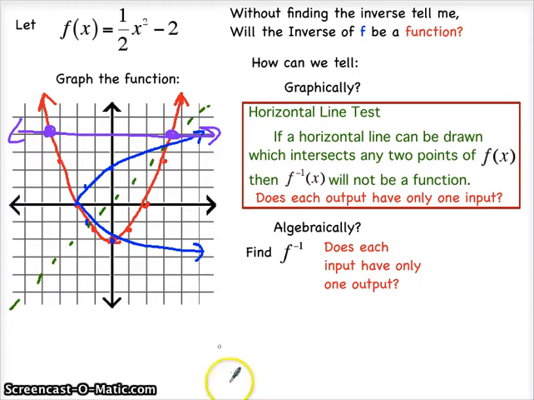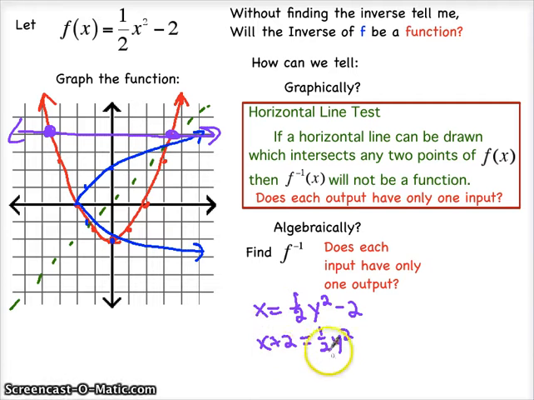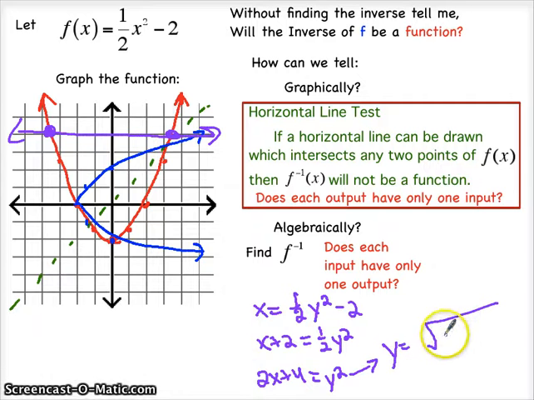Well, if we did find its inverse here, again, I would switch x and y. x would equal 1/2 y squared minus 2. I'm going to add my 2, and at the same time also multiply by 2 to get rid of this half. 2x plus 4 equals y squared, and the real key comes at the end. y will be equal to the square root of 2x plus 4.